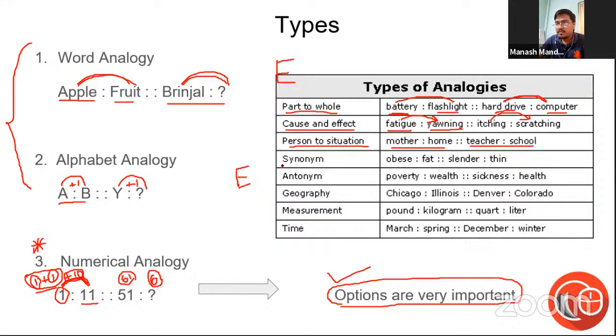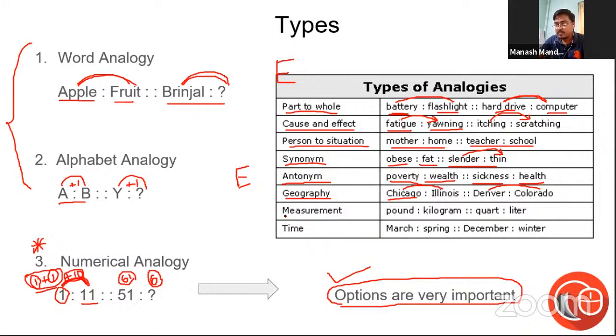The fourth type of analogy is synonym, that is similar words. For example, obese is fat, and slender, we have to find a similar word, that is thin. The fifth one is antonym: poverty is wealth and sickness is health. The next one is on the basis of geography: Chicago, Illinois, Denver, Colorado. In Indian terms, the Taj Mahal is in Agra and the Red Fort is in Delhi.